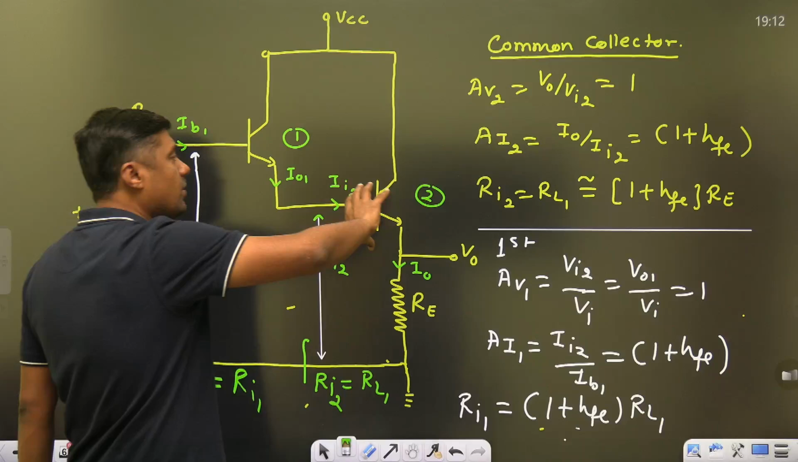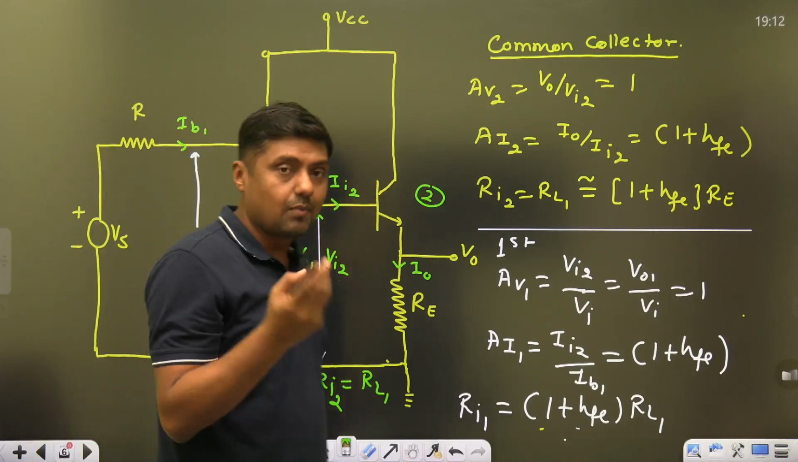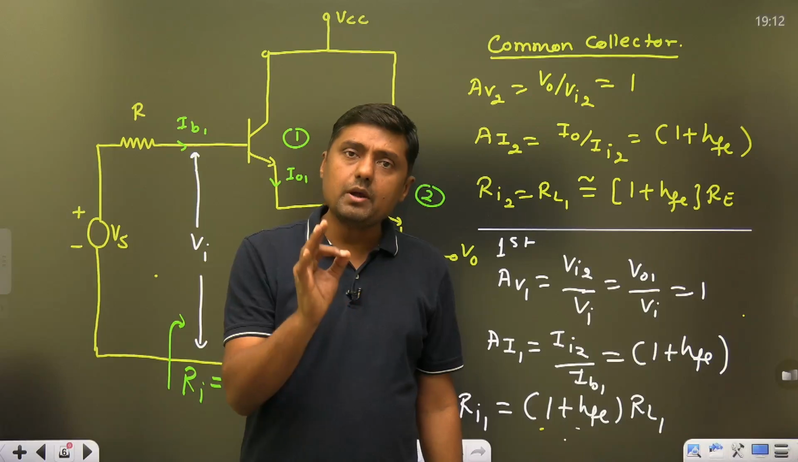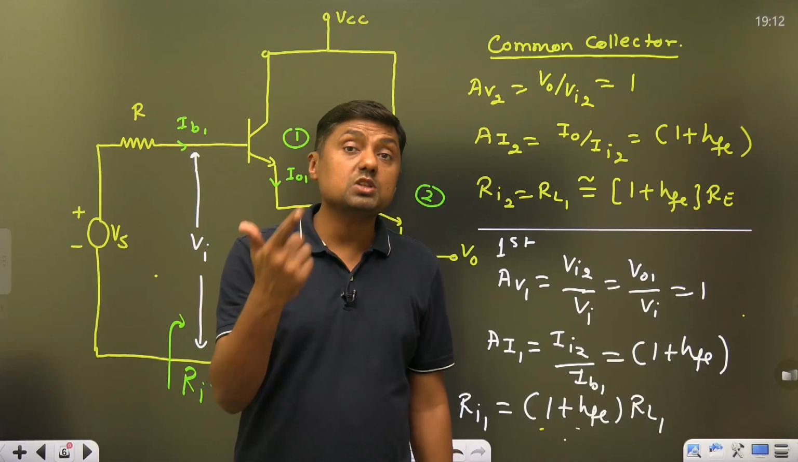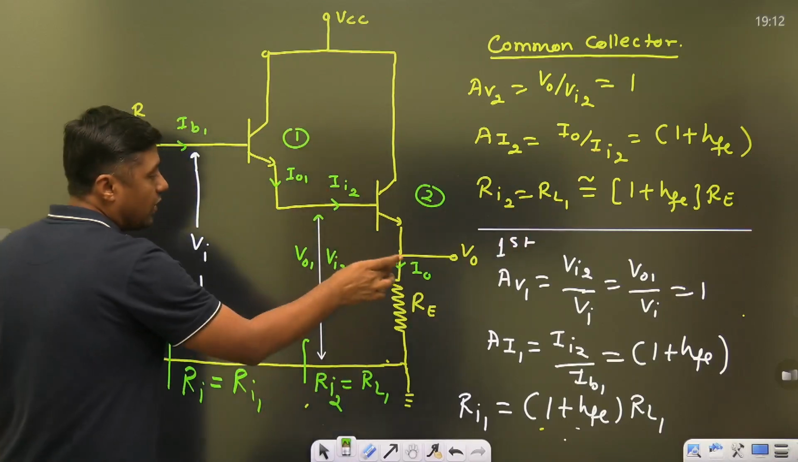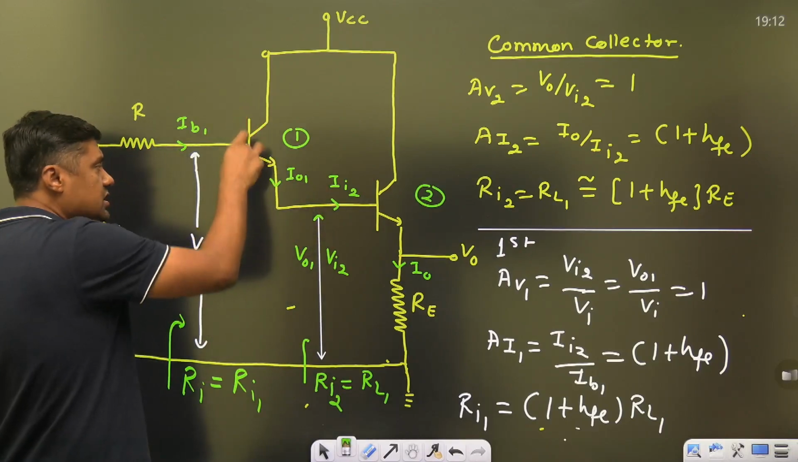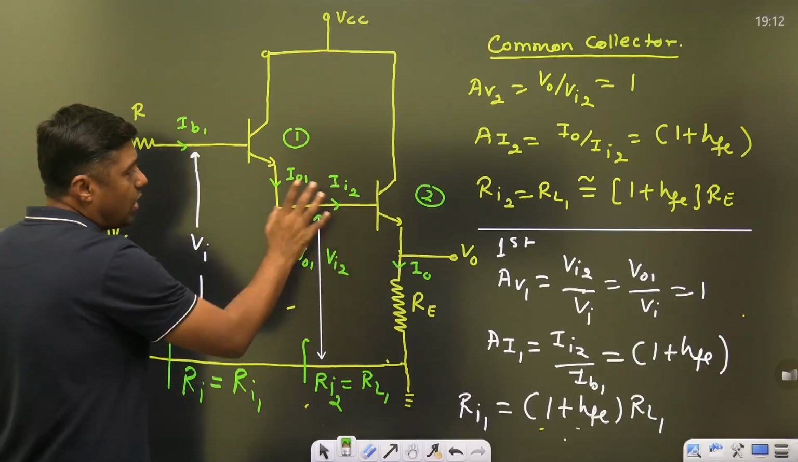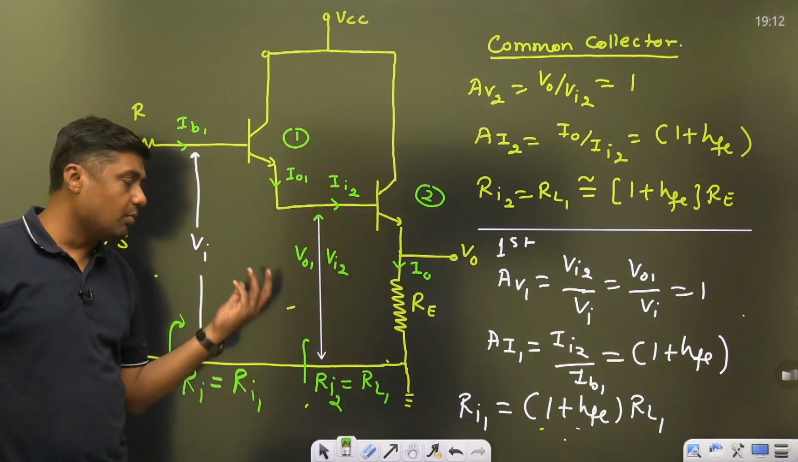Now again this is a common collector. For common collector, what is the current gain, highest among three configurations? Common base has alpha, common emitter has beta and hFE, and common collector has 1 plus beta and 1 plus hFE. So this is the current gain I0 upon I02, I0 upon I01 and II2. See, the output current of the first stage is the input for this, so this ratio becomes 1 plus hFE.